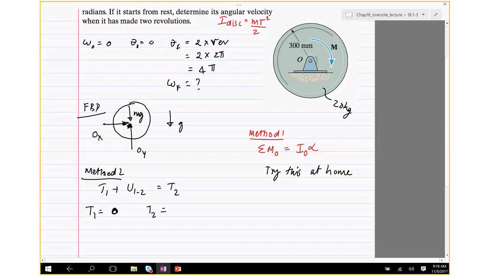T2 is the final energy of the system, right? I mean the kinetic energy of the system. It's going to be half I-O omega squared, because this is rotation about axis O. So that is half m r squared over 2. It turns out that the inertia about O is the same as inertia about the center of mass, which I'm going to assume, by the way, is at the center, because it's a uniform disk, times omega square.